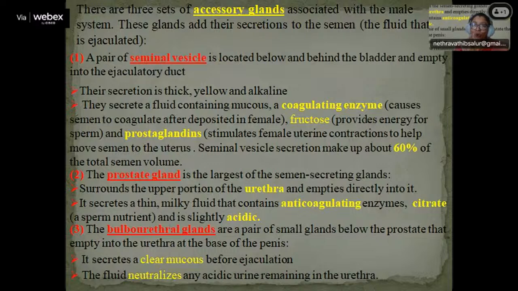The prostate gland also contributes about 40% of the semen. It will also produce an anticoagulating enzyme which prevents the coagulation of the semen. The next gland is the bulbourethral gland. The bulbourethral gland produces mucus which provides lubrication during ejaculation. Now, what is ejaculation? The release of the sperms from the male body is called ejaculation.